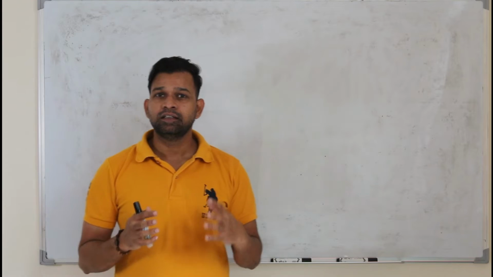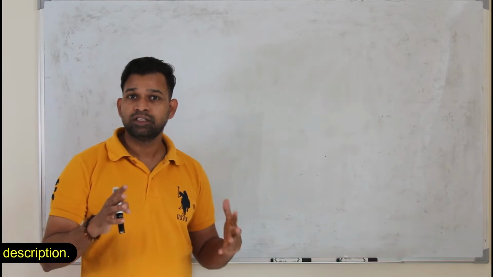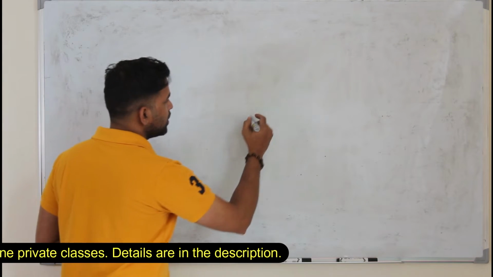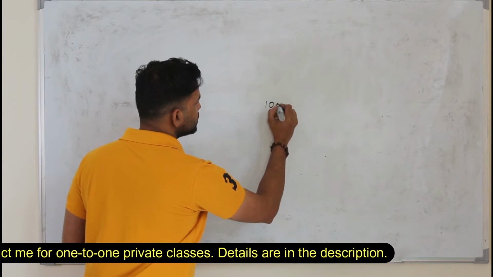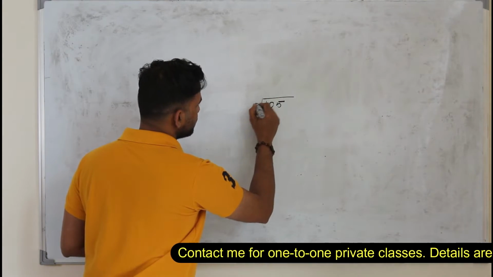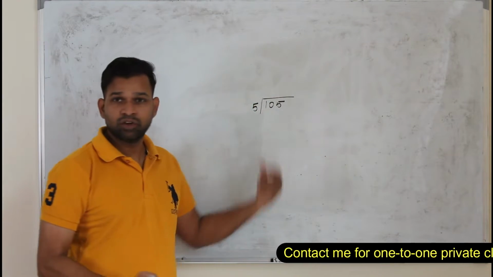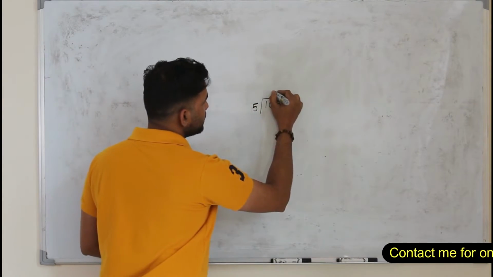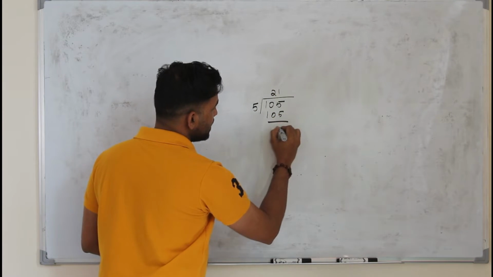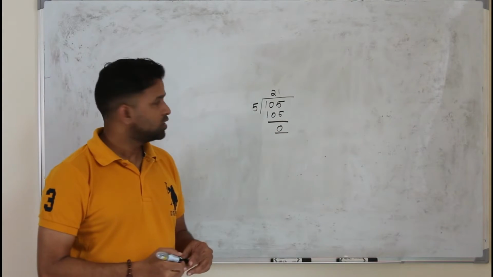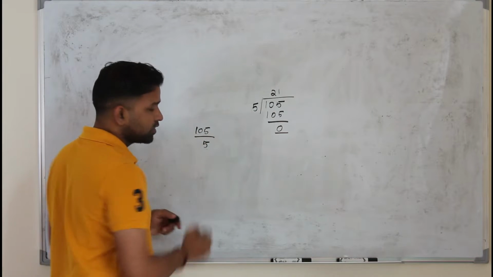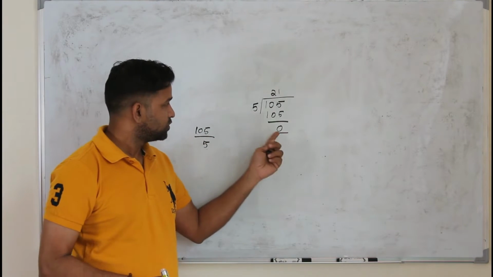So what is the factor theorem? You need to understand what the factor theorem is very clearly. Let's say we take a number 105. We are going to divide 105 by 5. So when you divide, 21 times 5 is 105. Your remainder is 0. You see, when you divide 105 by 5, your remainder is 0.